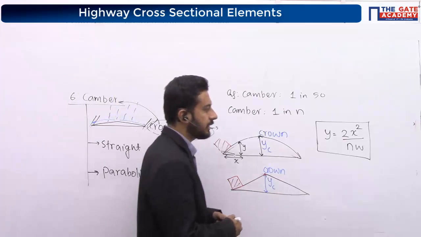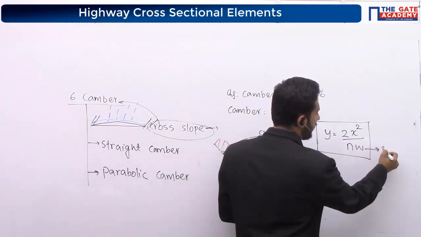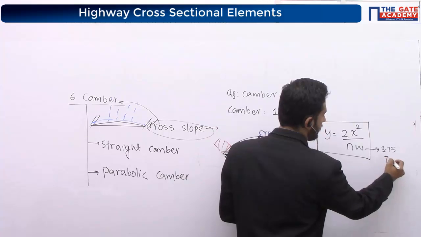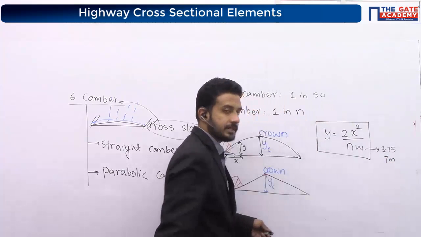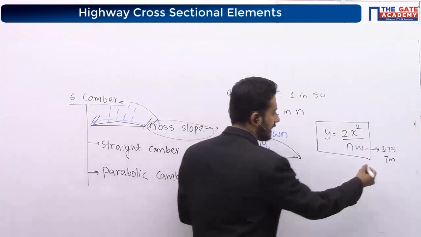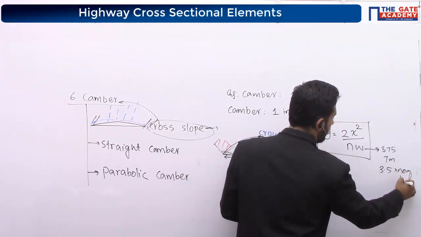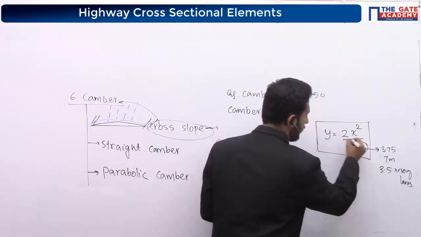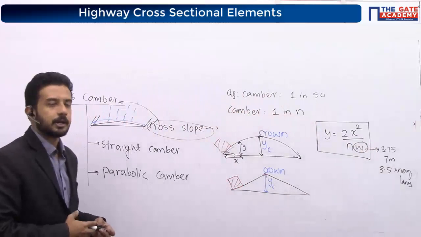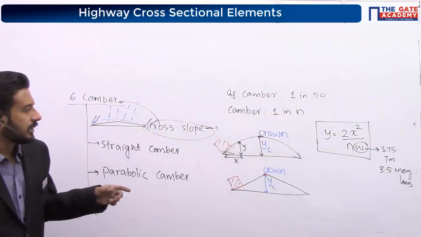In case they are not giving it, what is W? 3.75 meters for 1 lane, then 7 meters for 2 lanes, like that. Or for multiple lanes, I can simply write 3.5 into the number of lanes, in case they are not giving it in the question. Now, we don't require the y value.